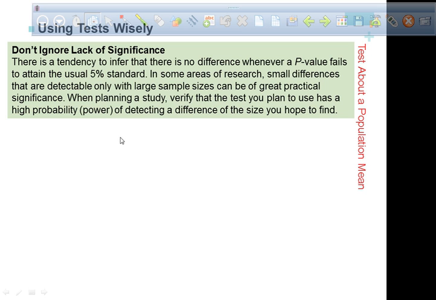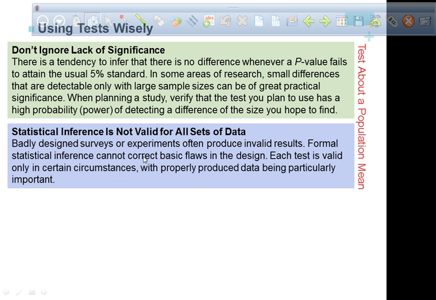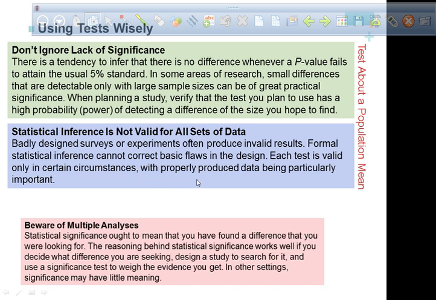So something can be statistically significant and have no practical bearing, and something can be practically significant but not be found statistically significant. Statistical inference is not valid for all sets of data. Badly designed surveys or experiments often produce invalid results. Formal statistical inference cannot correct basic flaws in the design. Each test is valid only in certain circumstances, with properly produced data being particularly important.